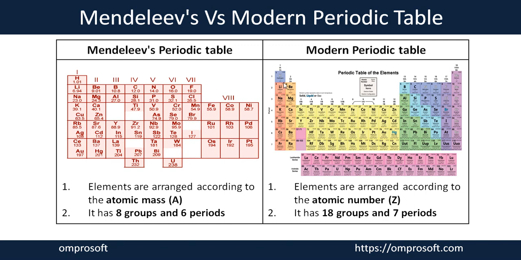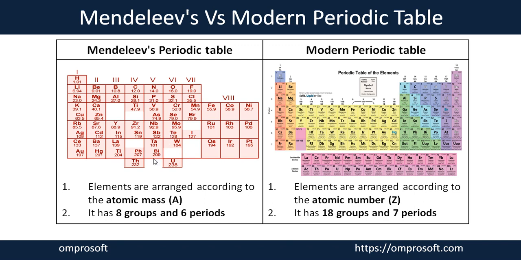But in the Moseley periodic table, you'll see the numbers mentioned here: 1, 2, 3, 4, 5, 6, 7, 8, 9, 10. These numbers show the atomic number of any element. So here all the elements are arranged in ascending order of atomic number. And here all the elements are arranged in ascending order of their atomic mass.